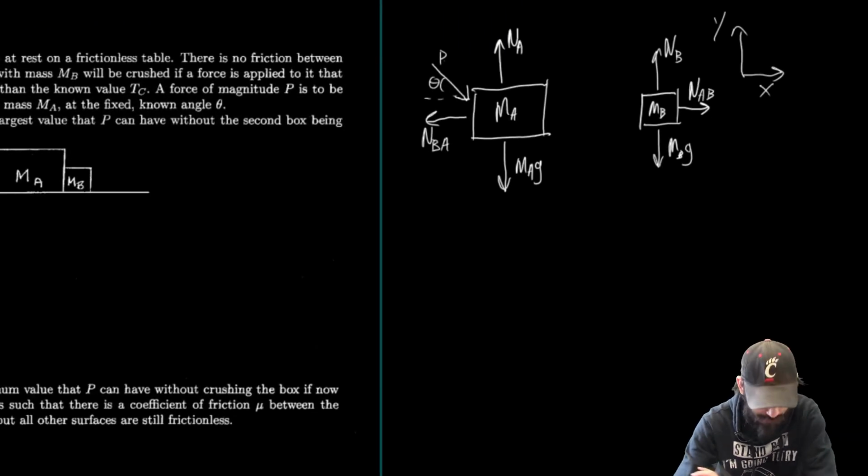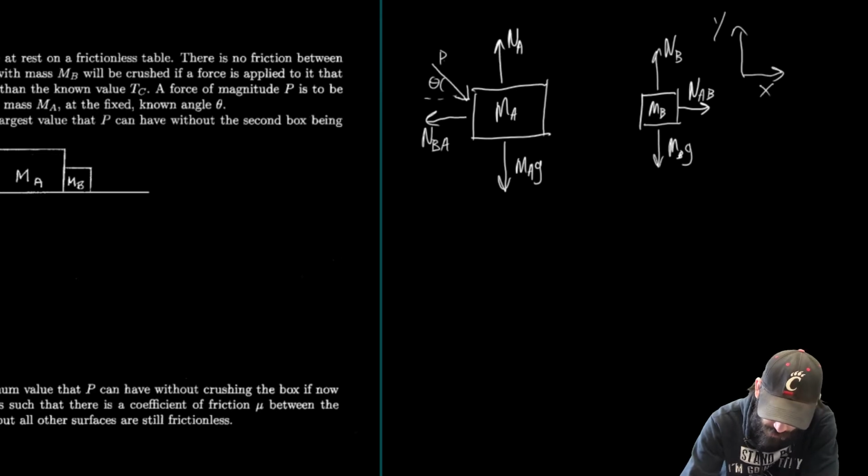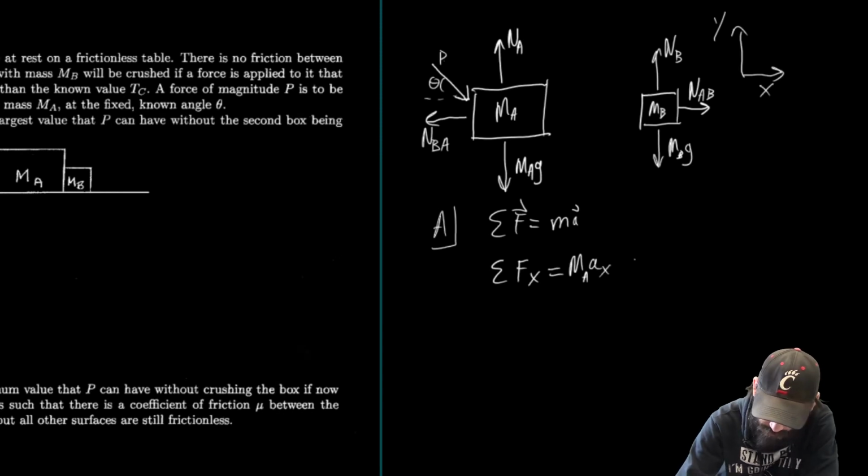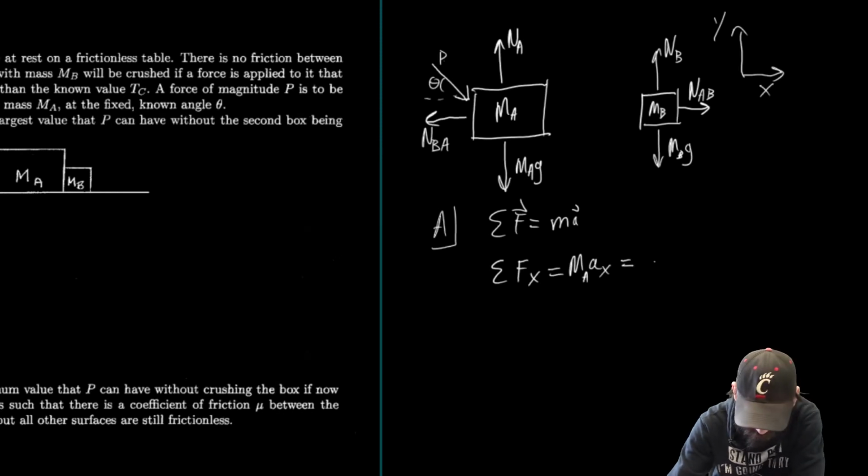So what we can do is let's look at box A first. So sum of forces is equal to mass times acceleration. Sum of forces in the x direction is equal to m_A times a_x. This is going to be equal to p times cosine of theta minus N_BA.